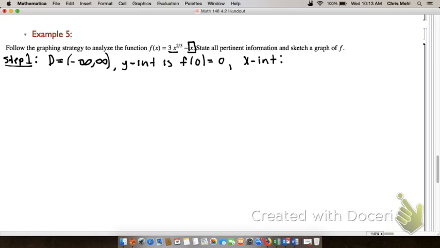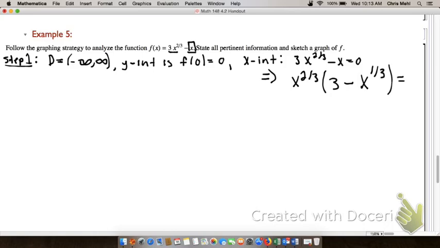what we're going to have to do is set the function equal to 0, and then we will solve that for x to give us the x-coordinates of the x-intercepts. Now factoring this, you can always factor out the lowest power of x. So I'll have an x to the 2/3, and then inside what I'll have left over is going to be minus an x to the 1/3.